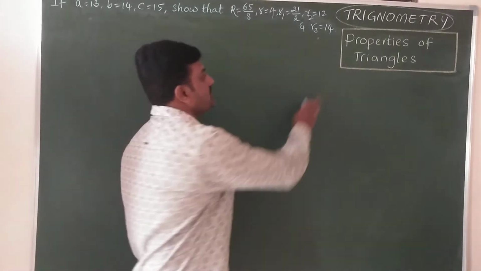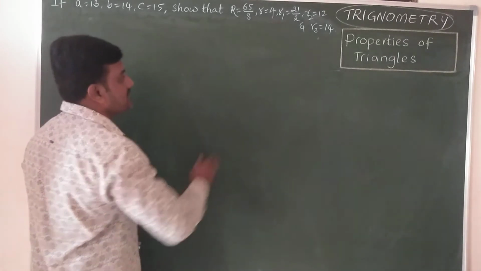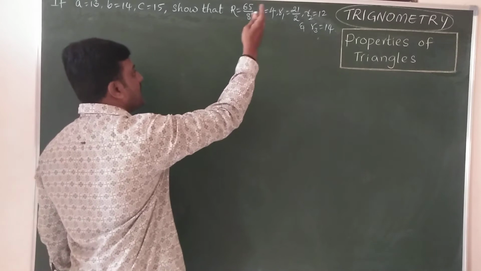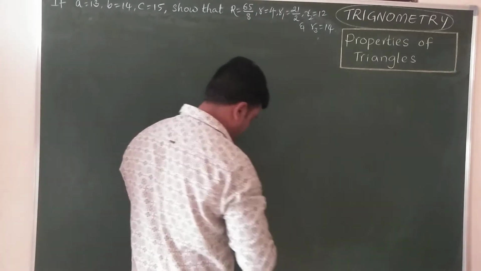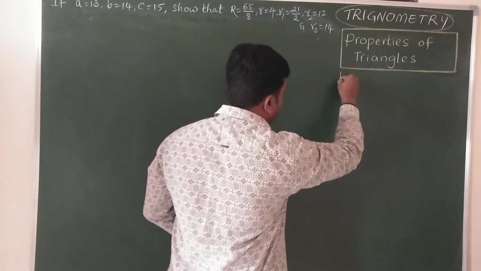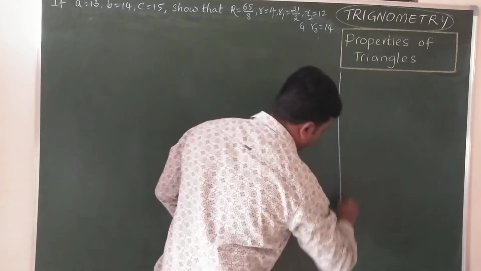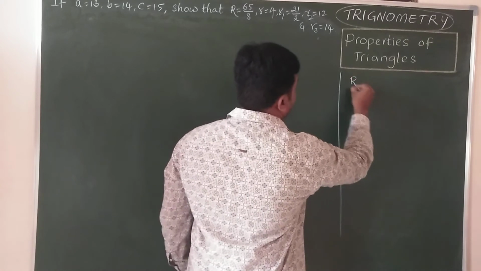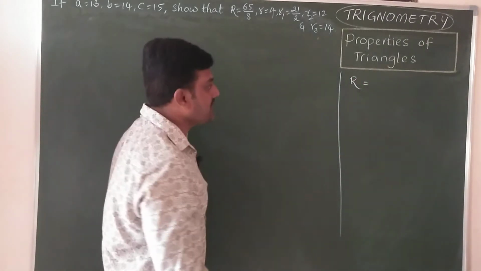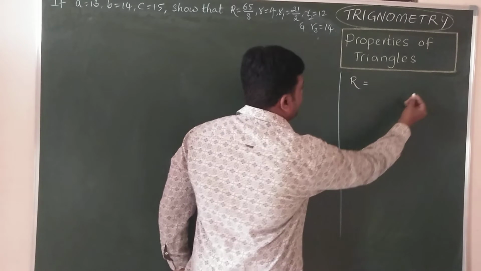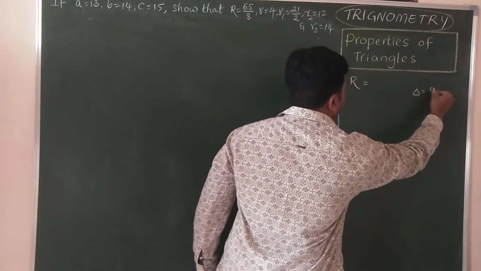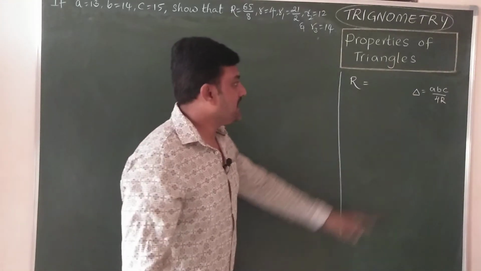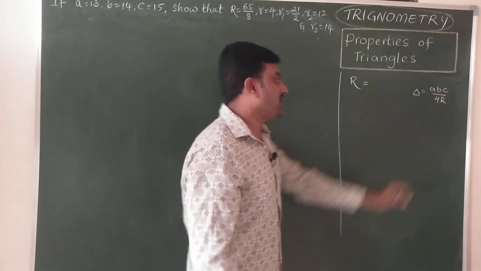Okay, let us go with our solution. First of all, formulas of capital R and small r, r1, r2, r3. Okay, let us go with our formulas. The first one is capital R. Actually, we know delta equals abc by 4R.